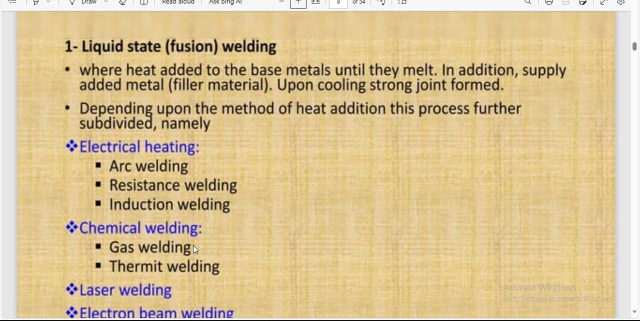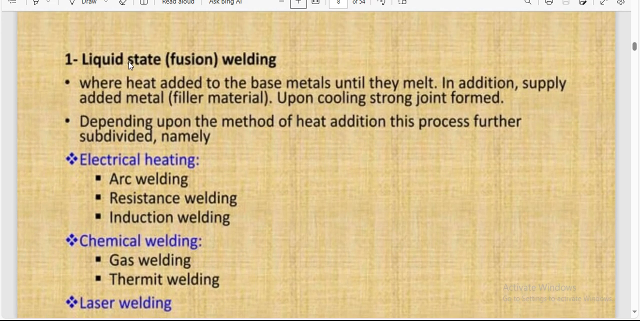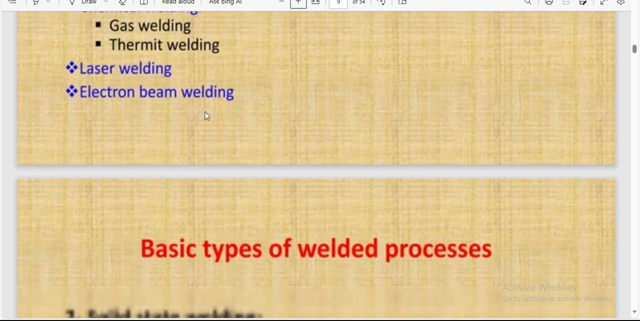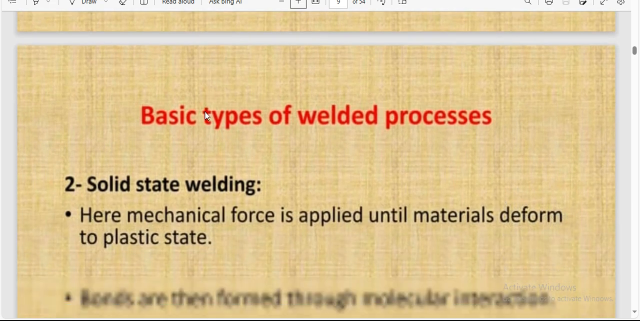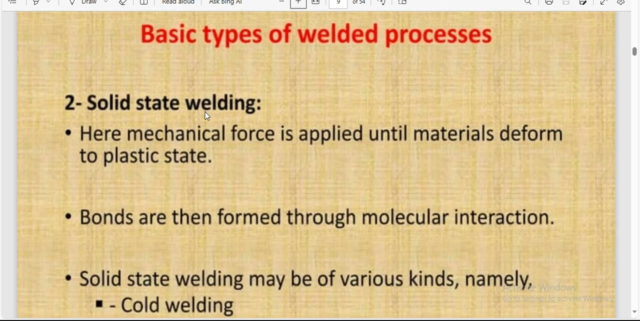Here, the main point is that the two or more base metals and the filler material should be at liquid state, not at solid state. The state of the joining mechanism here is the liquid phase. The second one is solid state welding. The first one is liquid state. This one is solid state.